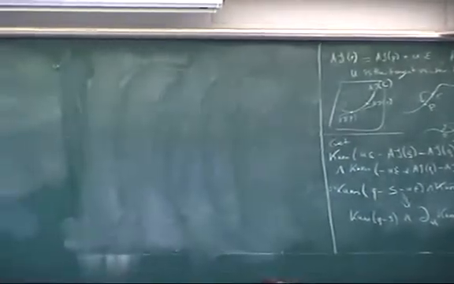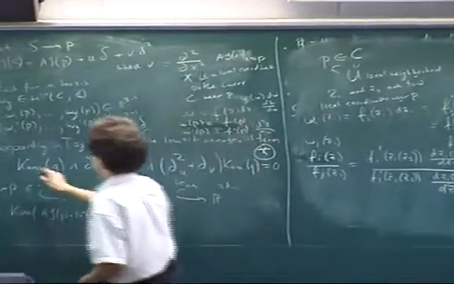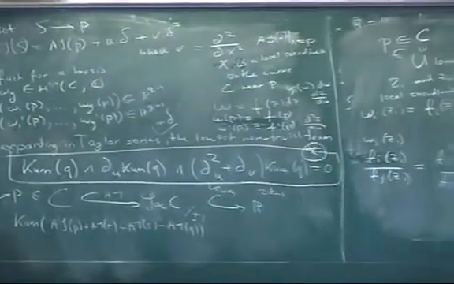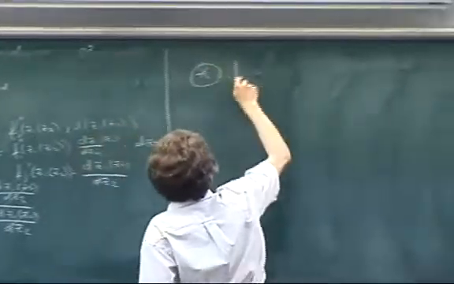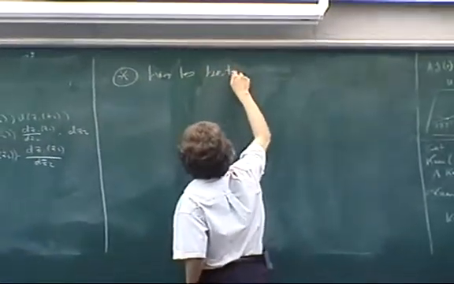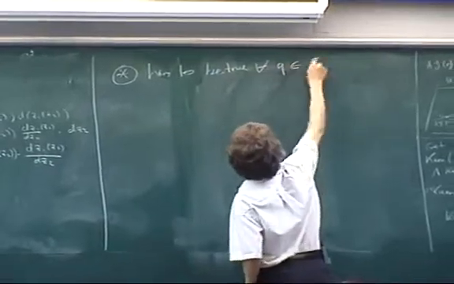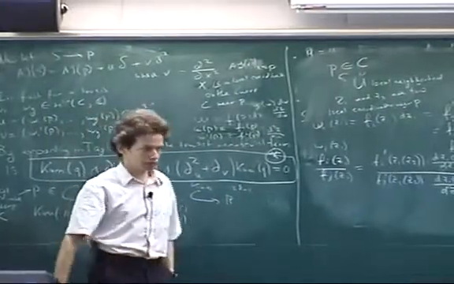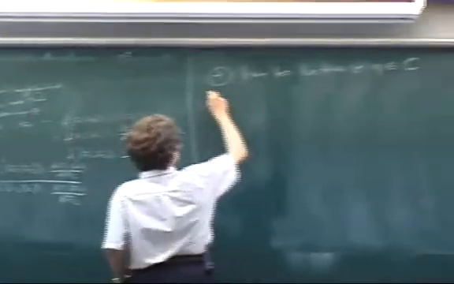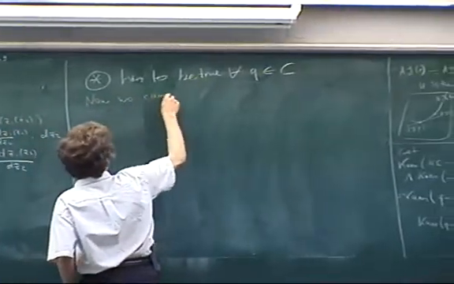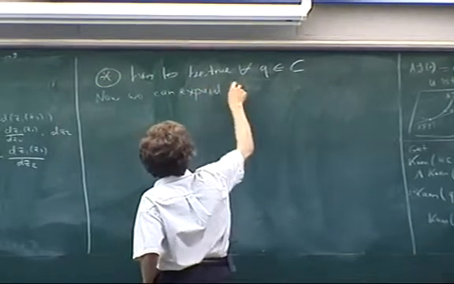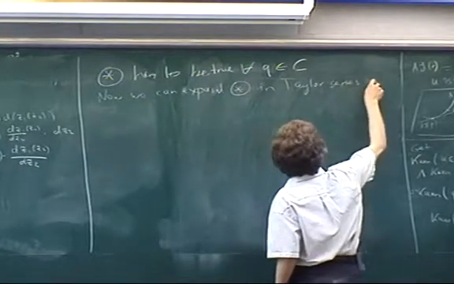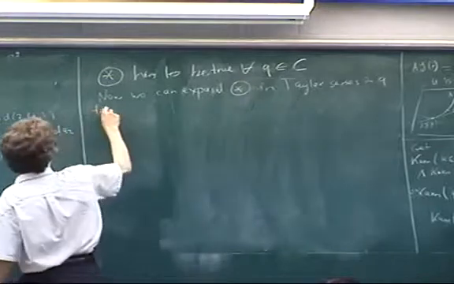So let's put a star somewhere here. Star has to be true for any point Q on the curve. There is only one point left; U and V are now fixed. So now we can expand star in Taylor series in Q to all orders.